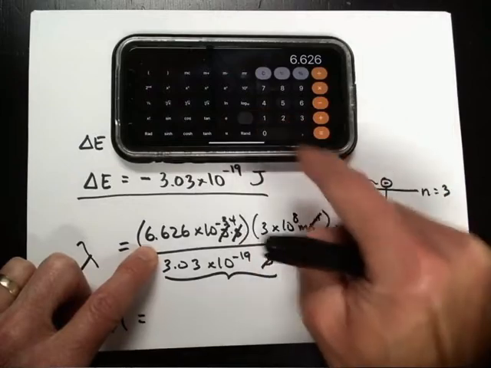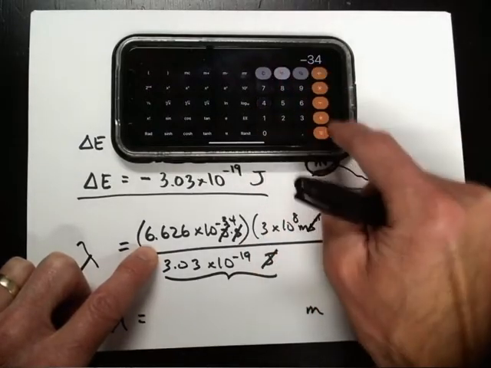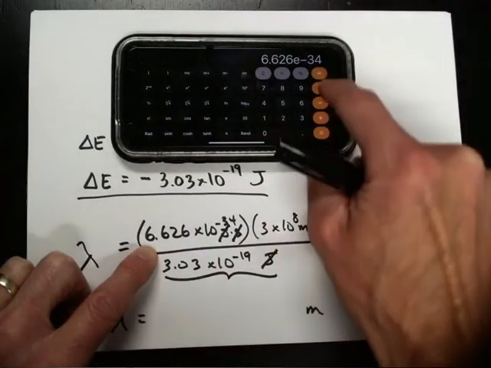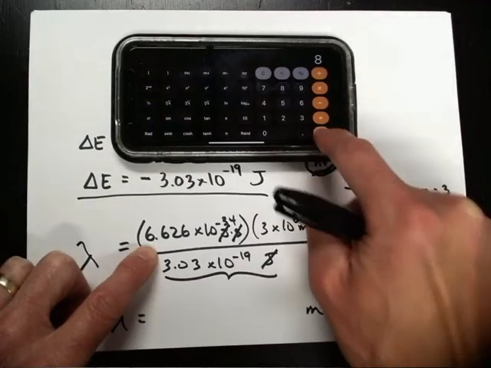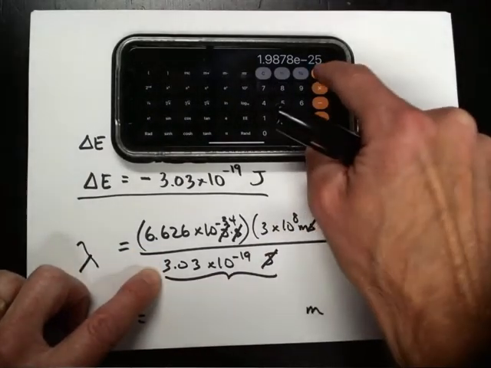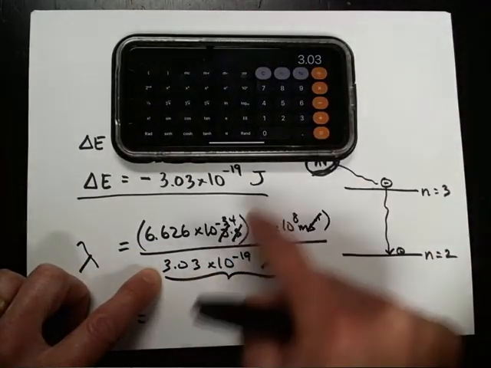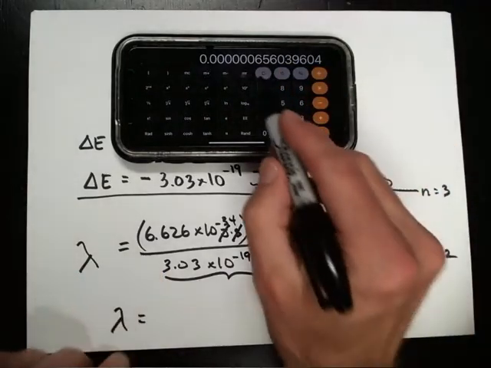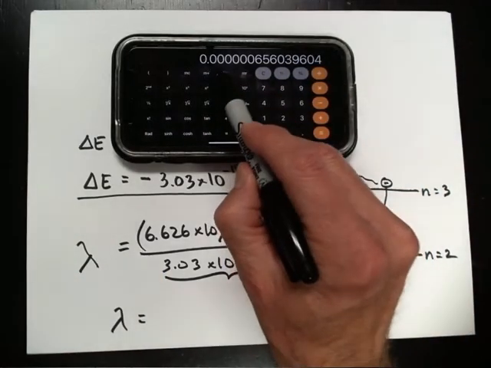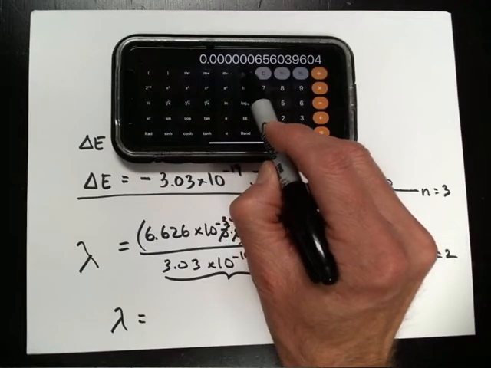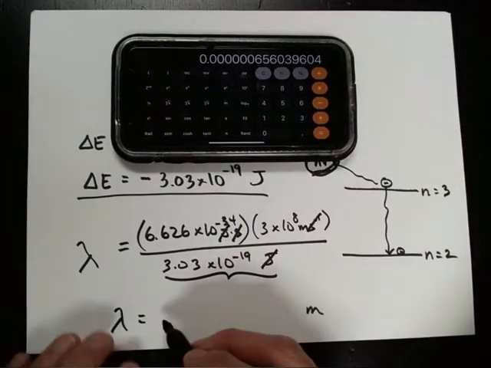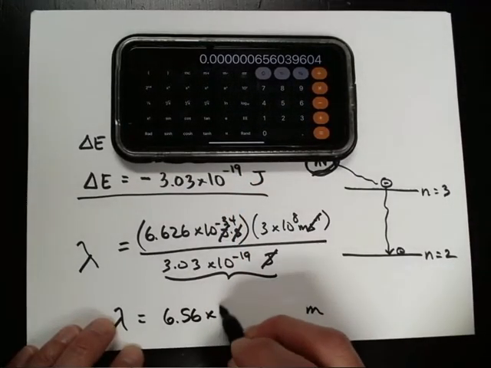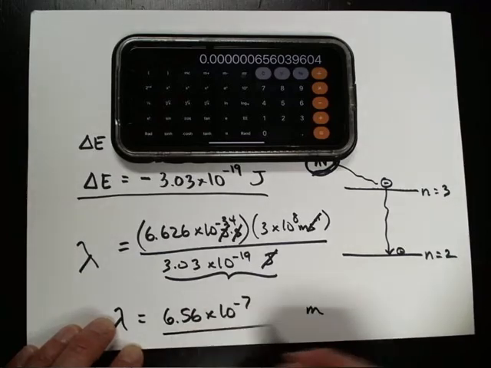Now we'll do the calculation with the numerical portion. 6.626 times 10 to the negative 34. We're going to multiply that by 3 times 10 to the 8, and we're going to divide that by 3.03 times 10 to the negative 19. Let's see. That's 6.56 times 10 to the negative 7 meters.